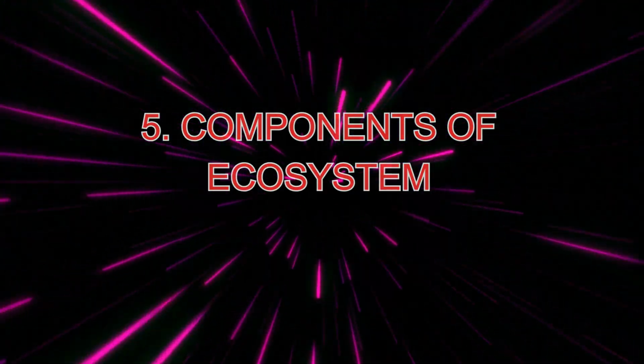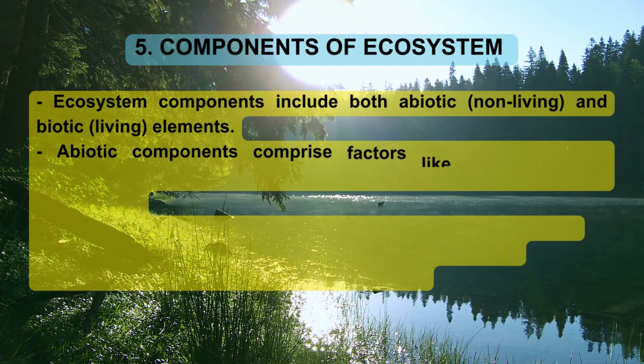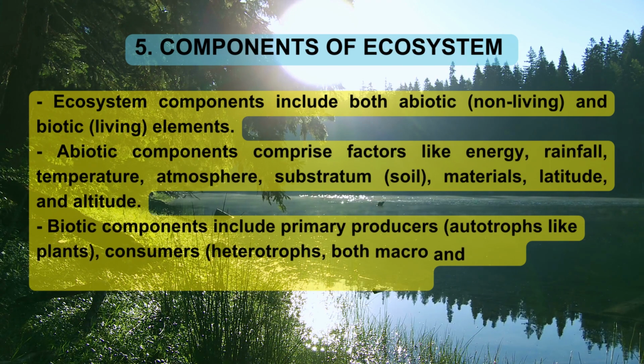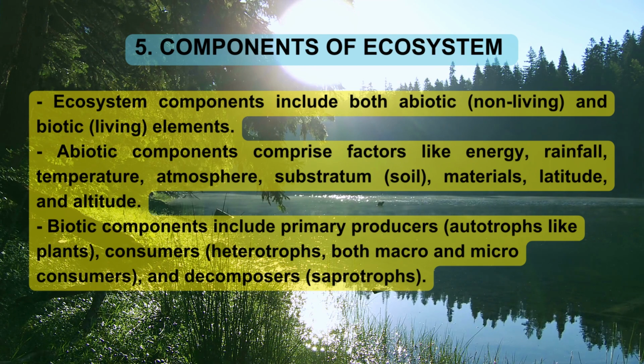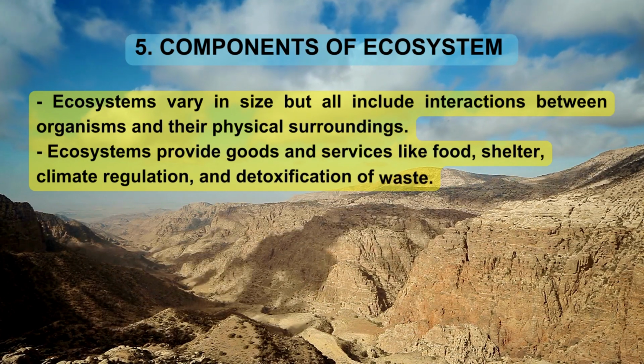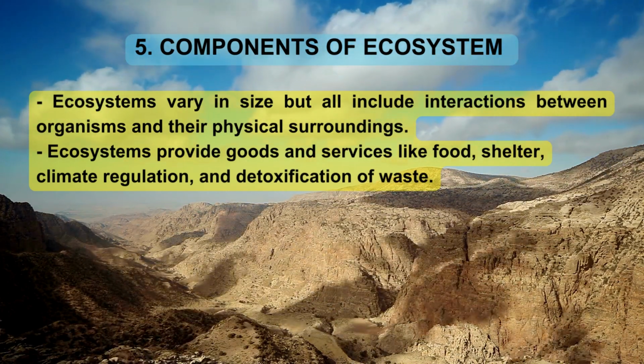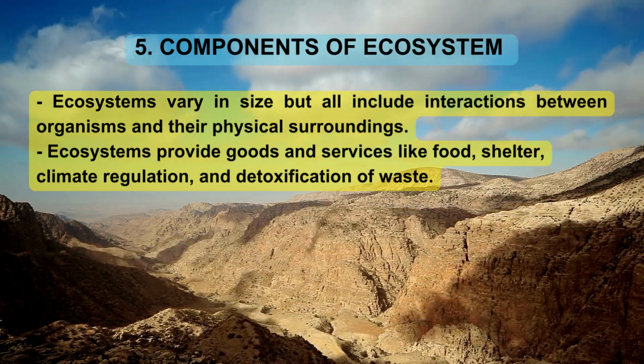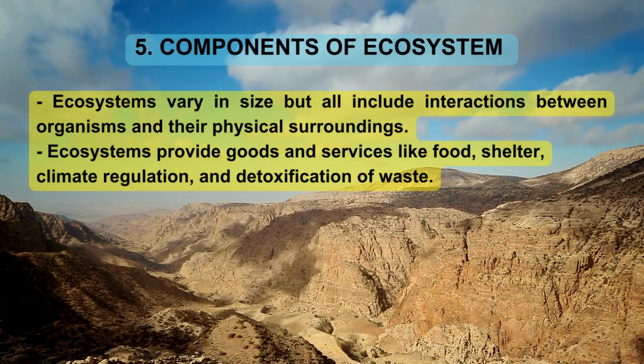5. Components of ecosystem. Ecosystem components include both abiotic, non-living, and biotic, living, elements. Abiotic components comprise factors like energy, rainfall, temperature, atmosphere, substratum, soil, materials, latitude, and altitude. Biotic components include primary producers, autotrophs like plants, consumers, heterotrophs, both macro and micro consumers, and decomposers, saprotrophs. Ecosystems vary in size but all include interactions between organisms and their physical surroundings. Ecosystems provide goods and services like food, shelter, climate regulation, and detoxification of waste.